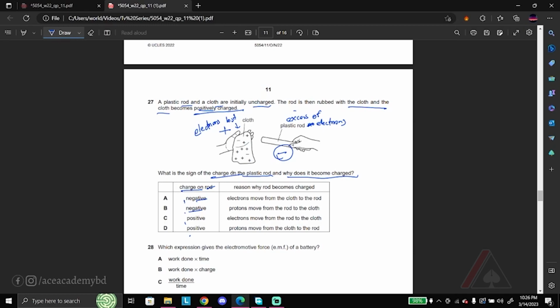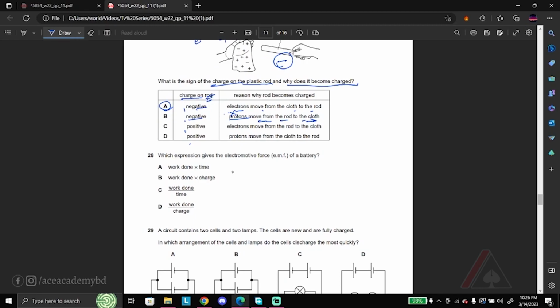Now how did the rod become negatively charged? Electrons move from the cloth to the rod. So A will be the right answer. Why wouldn't B be the right answer? Because it says protons move from the rod to the cloth. First of all, protons never move, only electrons. So this is wrong in the first place, and it also says they move from the rod to the cloth. So B is incorrect. A is the correct answer.